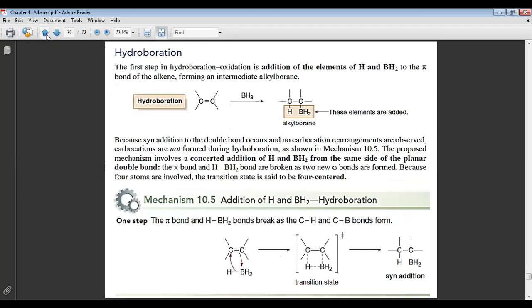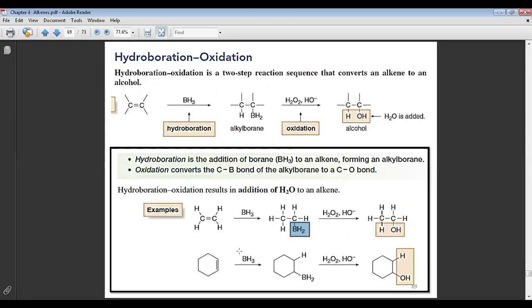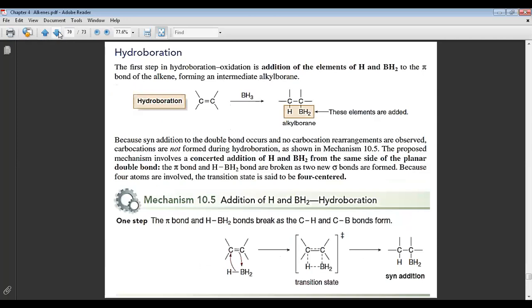Okay, and also look at this. Is this a symmetrical alkene or not? Yes, it is a symmetrical alkene. Now we will take just the first one, the hydroboration.